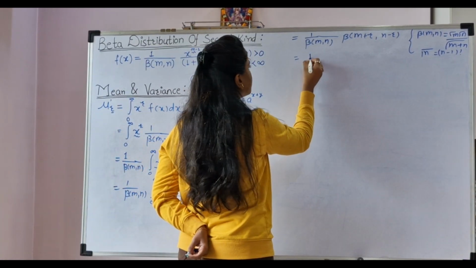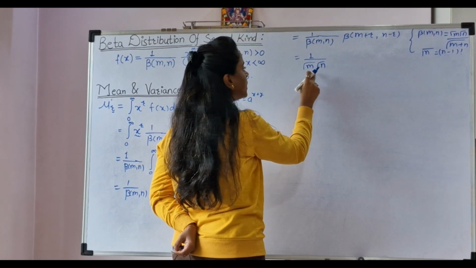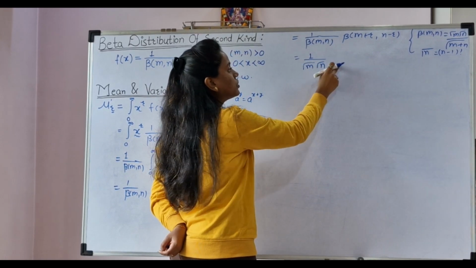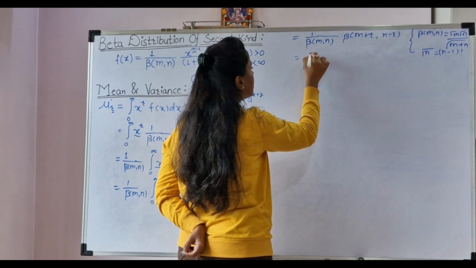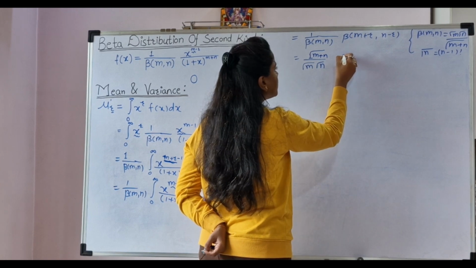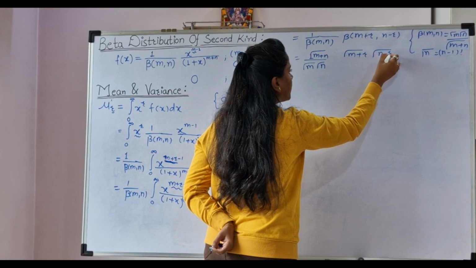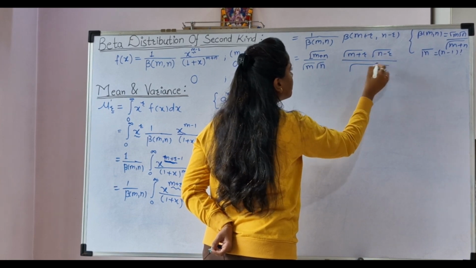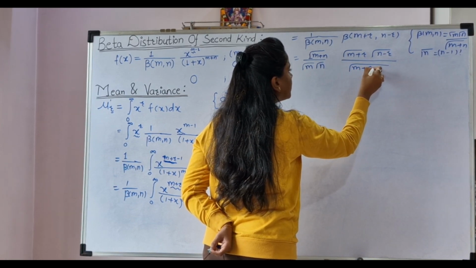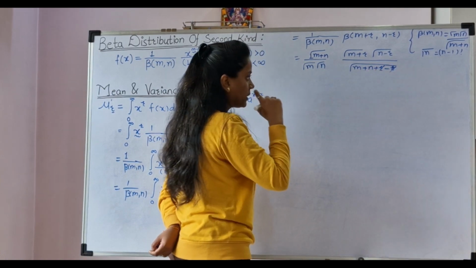So let's solve it. So we will get 1 upon gamma m gamma n upon gamma m plus n. So that we can take in the numerator. So we will get here gamma m plus n. And let's solve this term. So it will be gamma m plus r gamma n minus r upon gamma m plus n plus r minus r. Okay, plus r minus r will get cancelled.